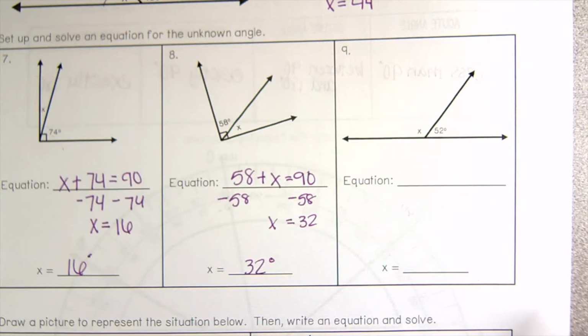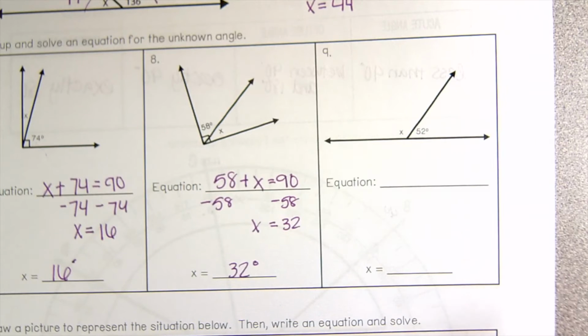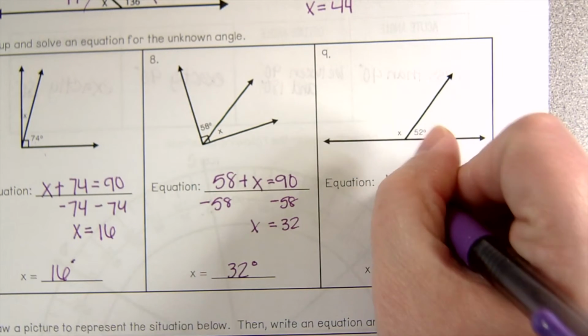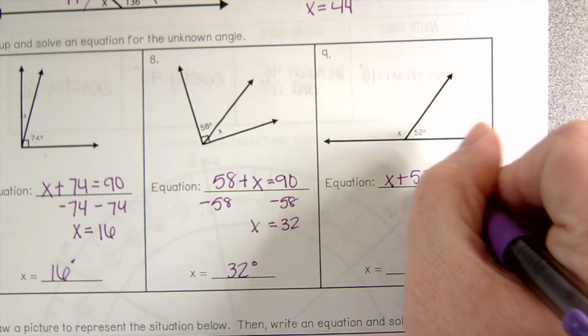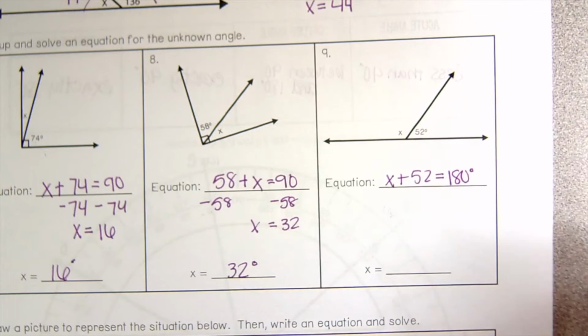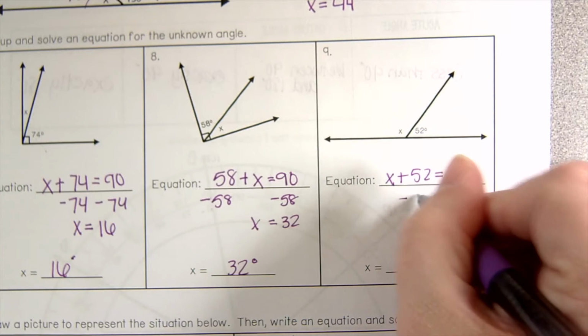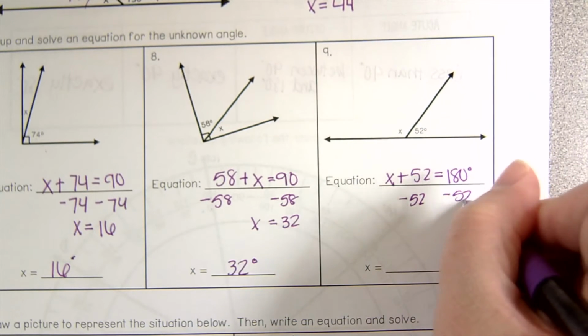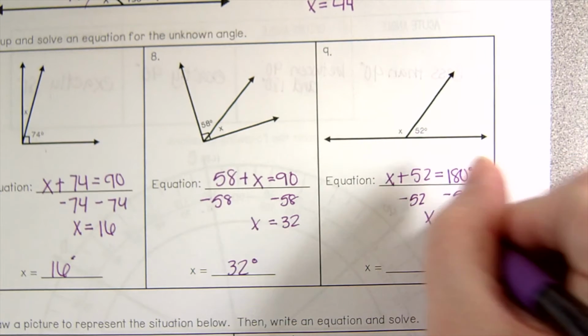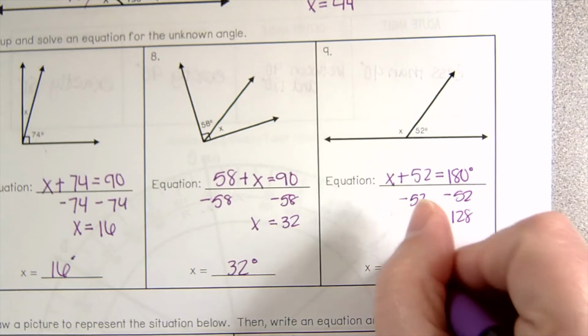And then the number 9, what's the equation here? X plus 52 equals 180 because it's a straight line. And what do you do to both sides? Subtract 52. So X equals 128 degrees.